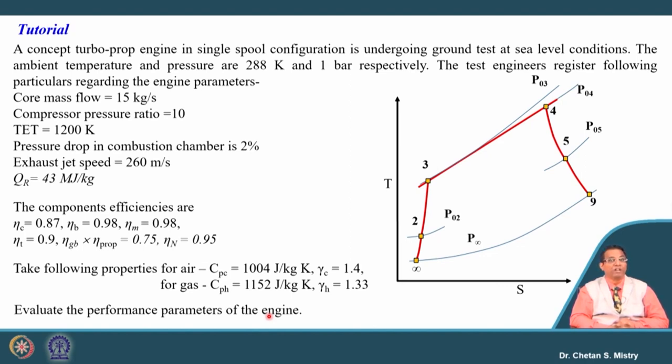Now, it is clearly mentioned we have a single spool configuration. That means this configuration is with a gas generator. On this side, you can see the diagram representing our engine, and you can start solving this numerical. So here we are stopping.